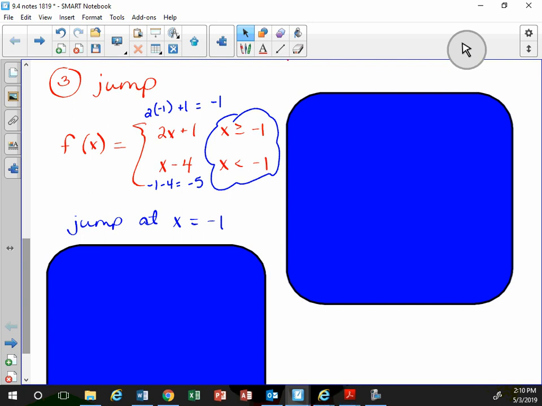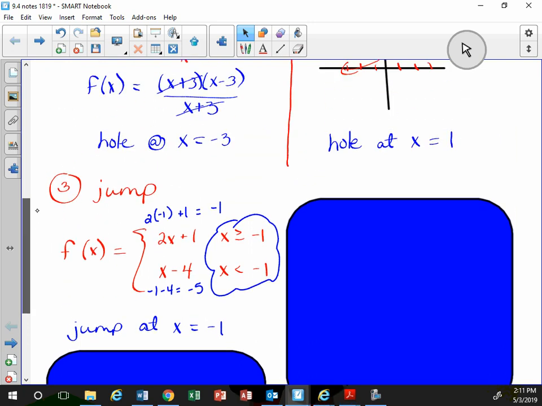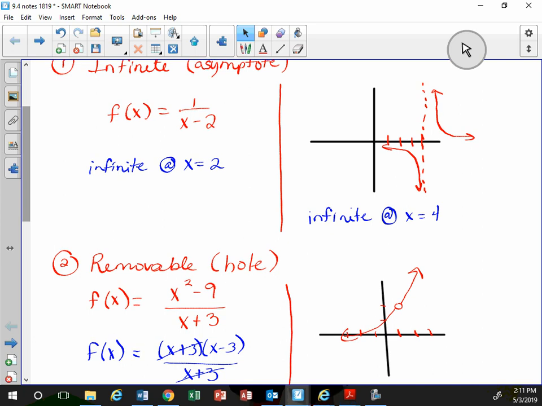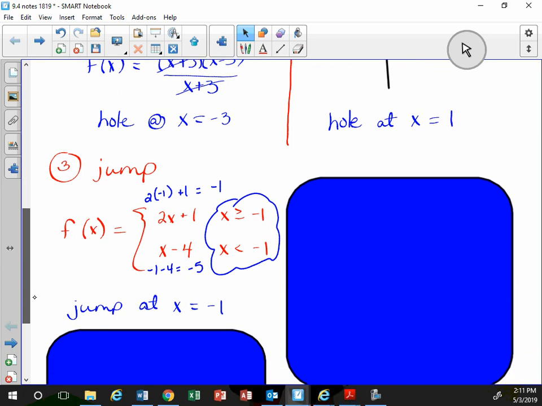What's the difference between the jump and the infinite? Infinite is an asymptote. So couldn't an asymptote sometimes look like a jump? No, because asymptotes can't be a single point on an asymptote. Okay, so a jump's always going to be on the same line. Yeah, a jump is the same x value, and you usually have one filled in dot and one open dot. Yeah, I'll show you graphically another jump.